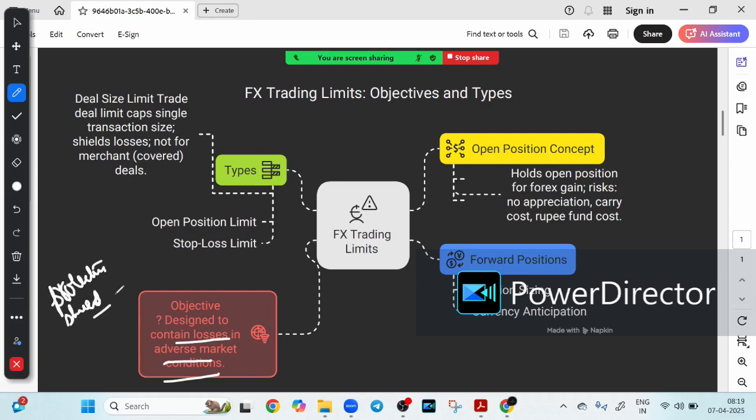Why do I call it a protective shield? Because this is the one that ensures that the bank does not go off the rail when the market gets rough. This is what is ensured by forex trading limit.